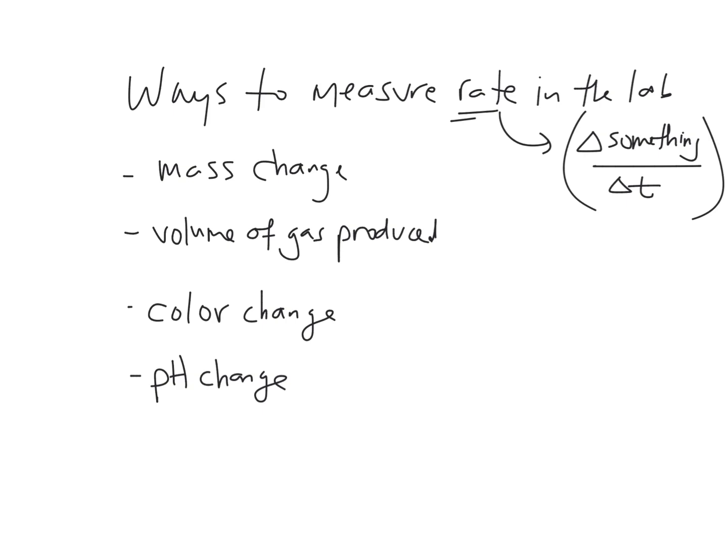So one really common method we use to measure rate in the lab is we look at mass change. Usually in this case there's gas being lost from the system. So gas is produced as a product, and then it no longer contributes to the mass of the system because it's lost to the room in an open system. So we can measure the mass of gas lost over time. Remember, rate is always the change in something over time. So in this case, we measure the mass of gas lost over time.